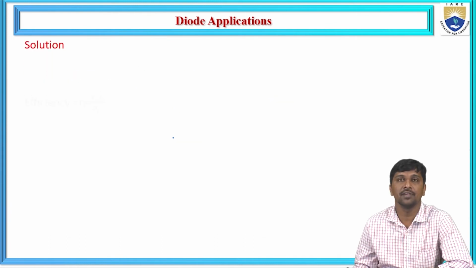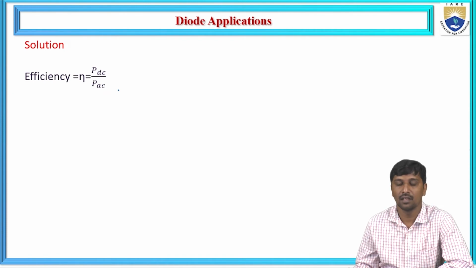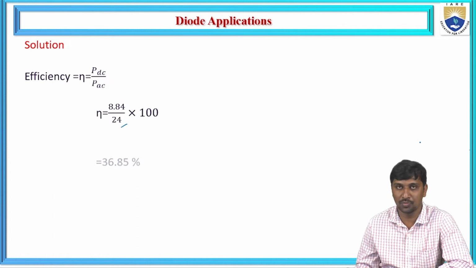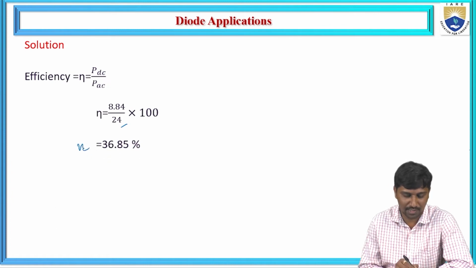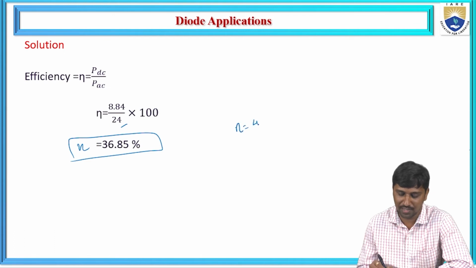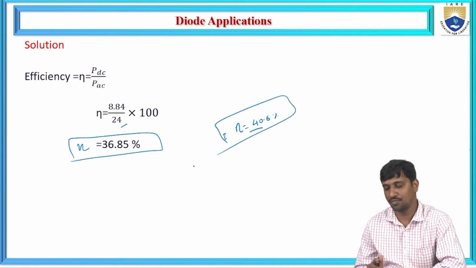Now calculate the efficiency, which is defined as DC power to the AC power. So substitute the DC power and AC power. Then we observe that the efficiency is 36.85. In a half-wave rectifier, we know that the efficiency is only 40.6, but this is a theoretical analysis of the efficiency of the half-wave rectifier.